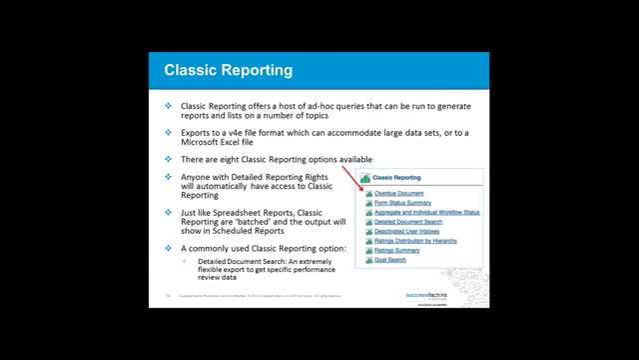And then coming to classic reporting, you can make it as an ad hoc query and generate reports on many topics, and it can accommodate large data. And there are 8 types of classic reports, like overdue, document, form status summary, individual workflow status, detailed document search, deactivated users inboxes, rating distribution by hierarchy, rating summary, and goal search.